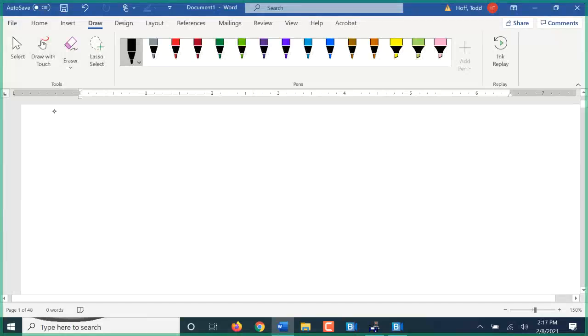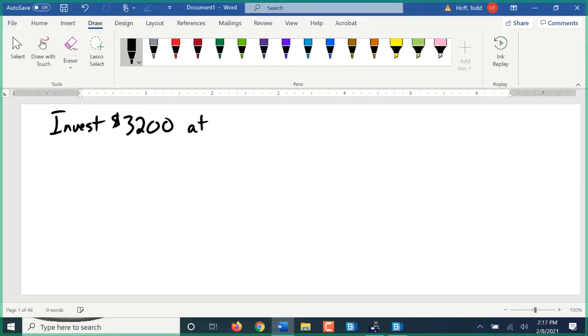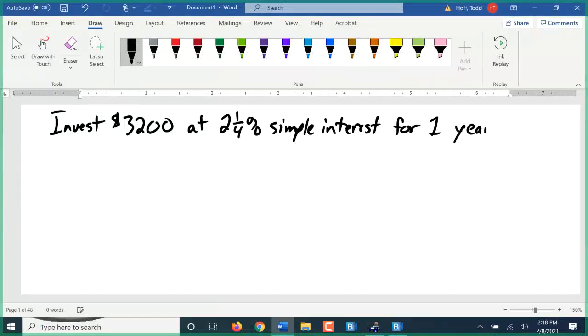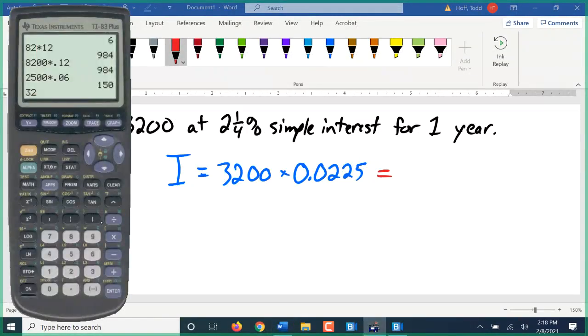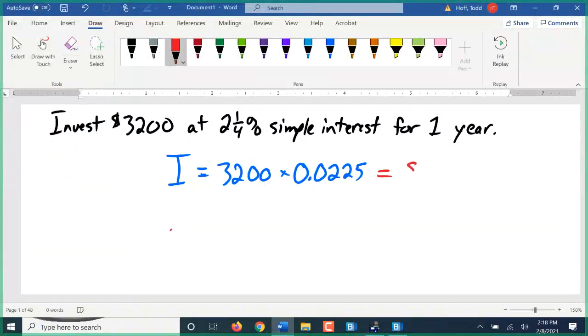We might have to invest $3,200 at 2.25% simple interest. One year. Find the interest. What are we going to do? 32 times 0.0225. There you go. Which is good question. $72.